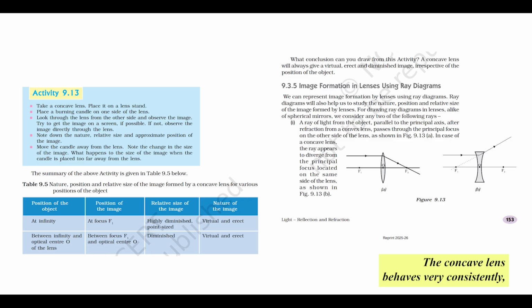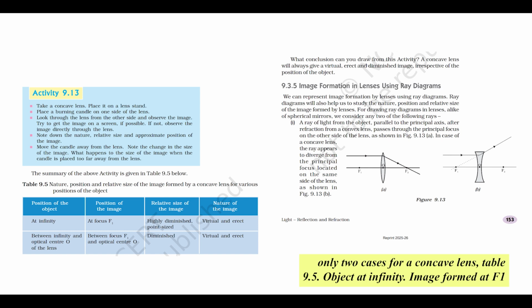You've got it. The concave lens behaves very consistently, just like the convex mirror did. Think activity 9.13, looking through one. There were essentially only 2 cases for a concave lens, table 9.5. Object at infinity. Image formed at f1 on the same side as the object. Highly diminished, virtual, and erect.